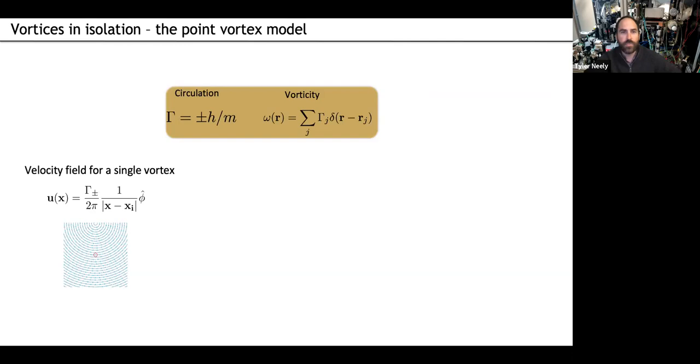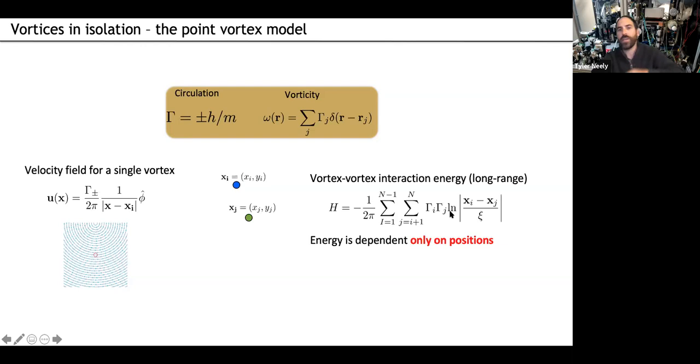Point vortex model. There's nothing really worth highlighting too much here. I think everybody's familiar with the quantization of the vortex. The vorticity, you just add up all the vortices inside your gas at different locations. The velocity field has this form where it decreases as one on r, which is the case for rotational vortices in general and in inviscid fluids. But the interesting thing about the vortex gas is actually when you have more than one vortex in the system, and this is for an unbounded system, the energy between those two vortices only depends on the positions of the vortices. And so this is a bit different than, say, a gas of particles, where those particles can in principle have any value of kinetic energy.